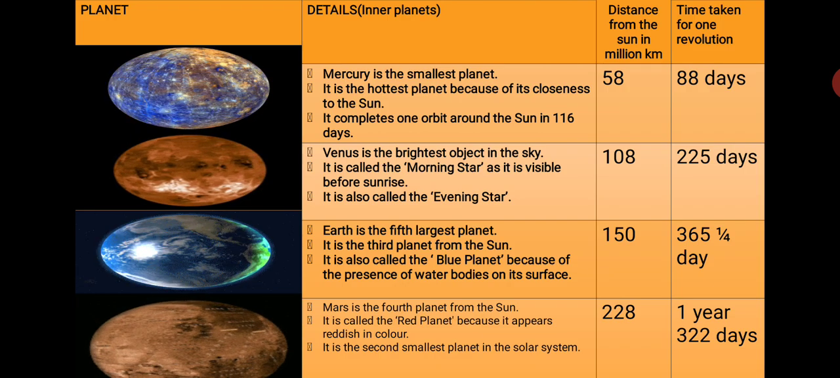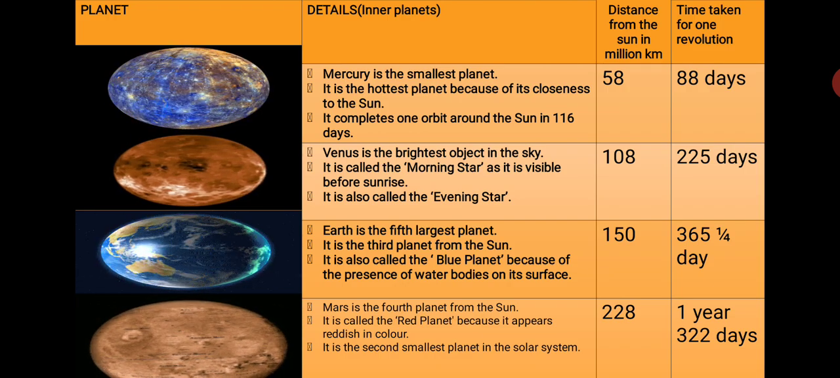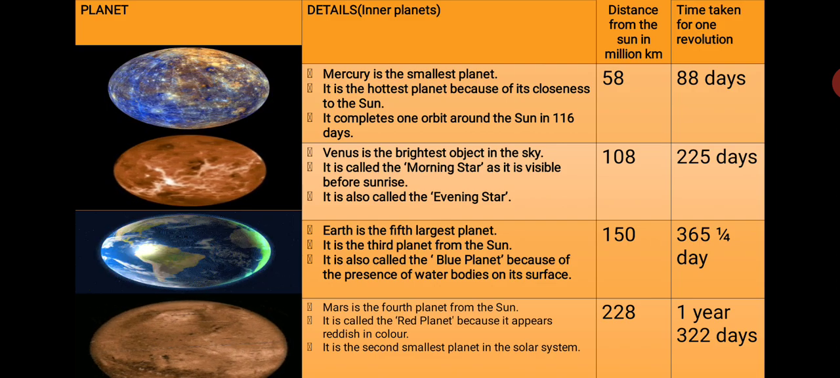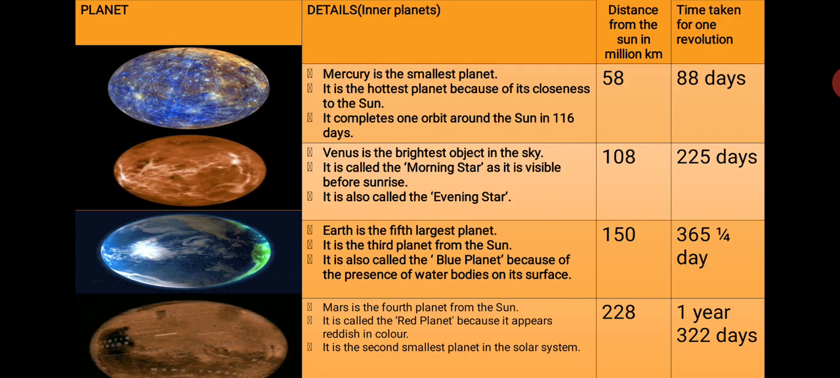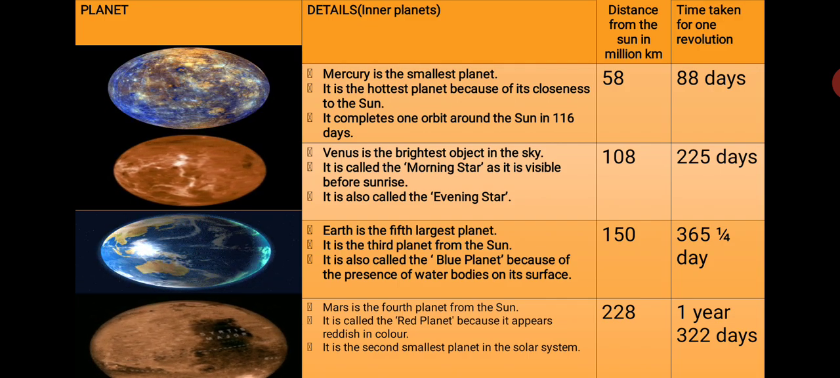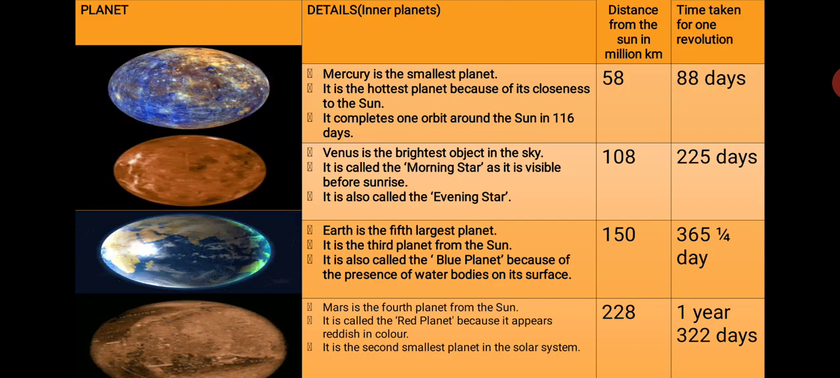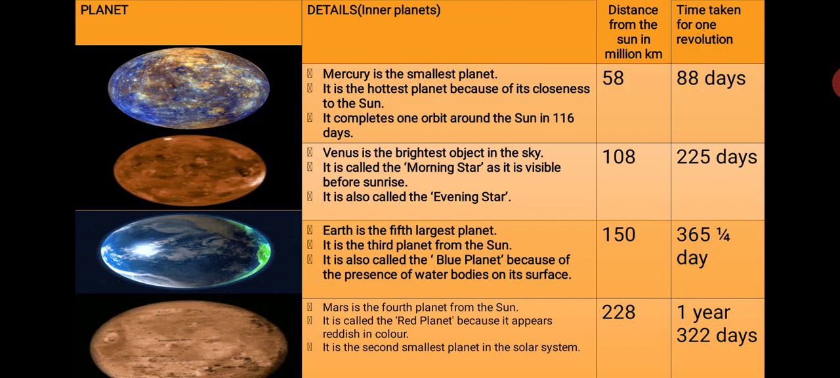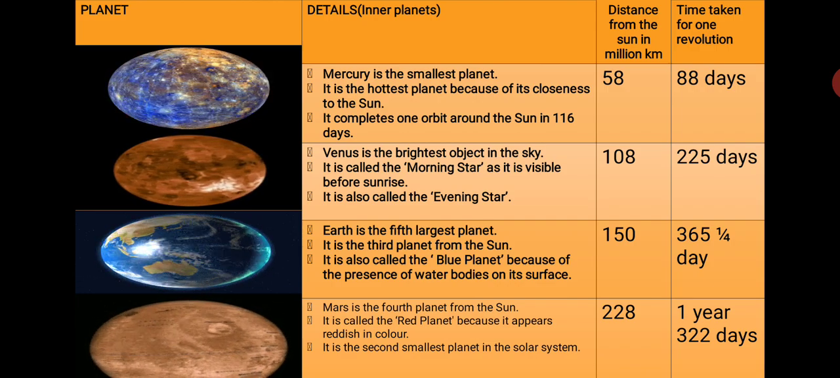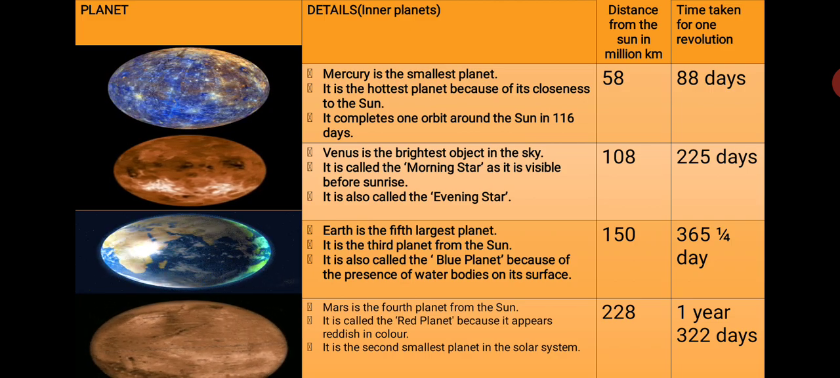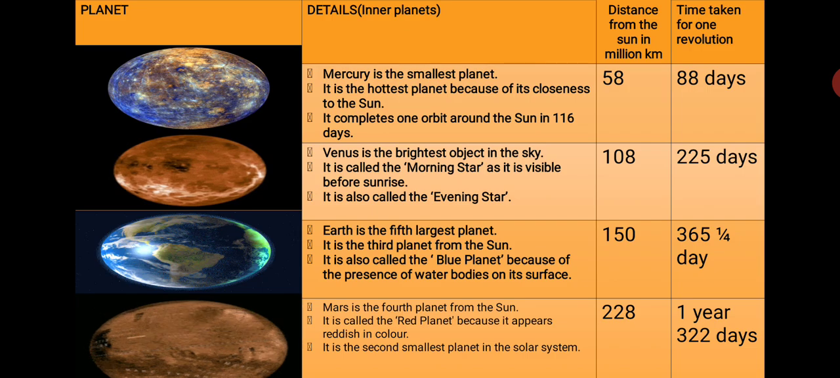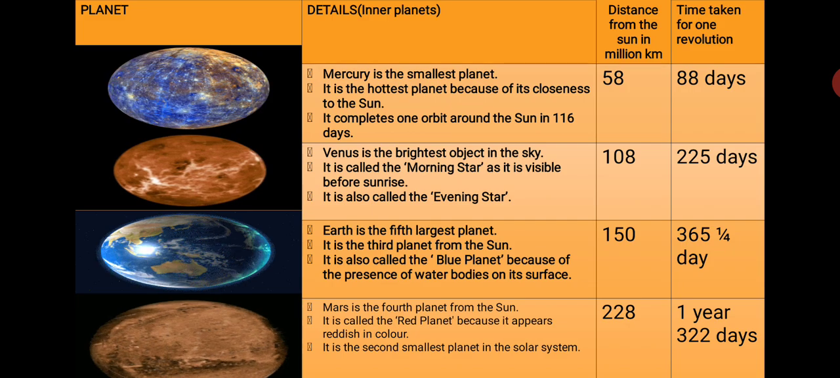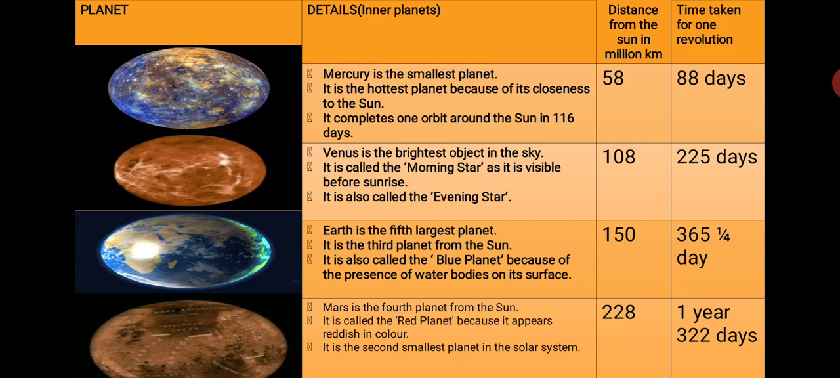Now you can see the 4 planets, and these planets are called inner planets. Now the first one is your Mercury. Mercury is the smallest planet. It is the hottest planet because of its closeness to the sun. It completes one orbit around the sun in 116 days. It is 58 million kilometers away from the sun. It takes 88 days to complete one revolution.